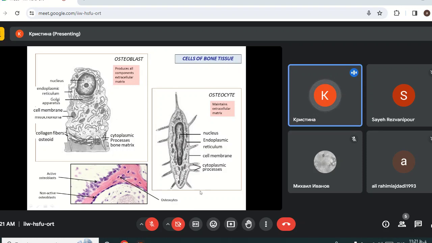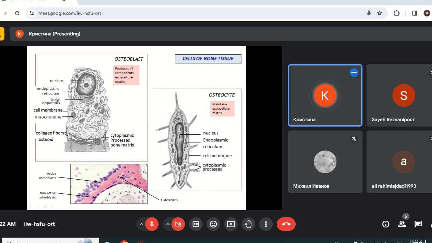Osteocytes are the final form of osteoblasts. They are fully mature cells, and they have a smaller amount of cytoplasm and a small dark nucleus, because it's not active in producing the components of extracellular matrix. And the osteocytes are located inside the bone spicule itself, inside the bone. Osteocytes are embedded within the hard extracellular matrix.